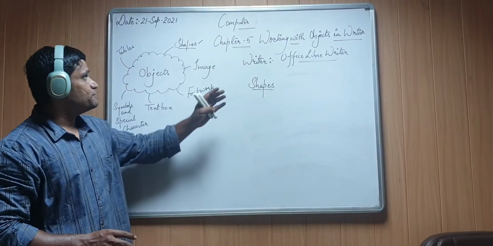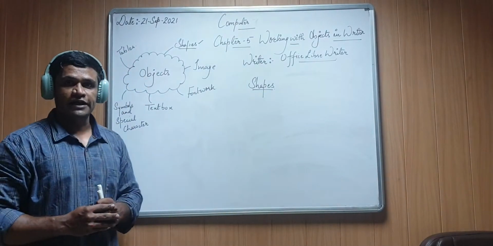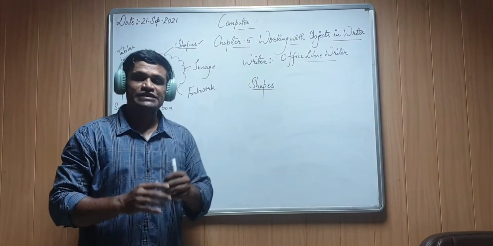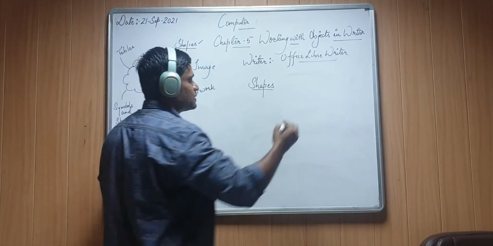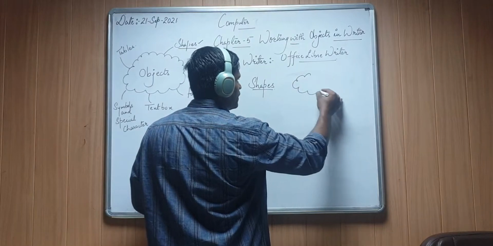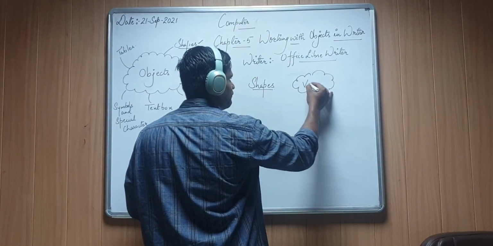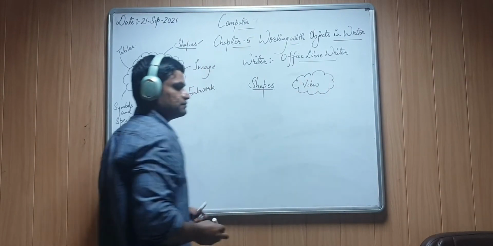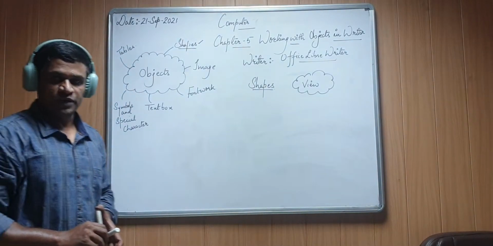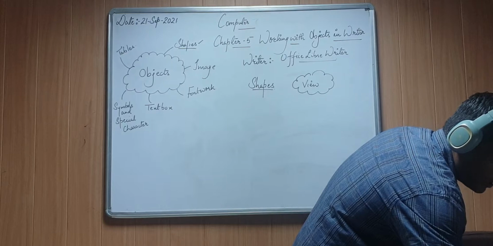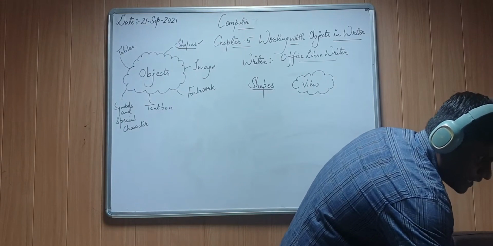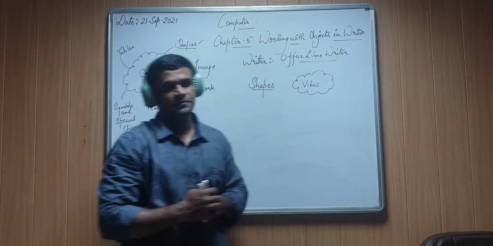So the first object that we can insert in our text document is shapes, which can be inserted from your view menu. Shapes and other geometrical figures and your images are available in the view menu. You can click on the view menu, move to the drawing tool option, from where you can select the different shapes as per your requirement.